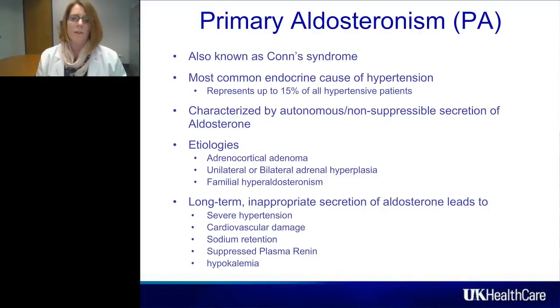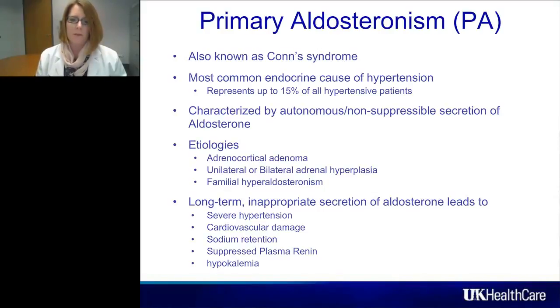As I mentioned, it's characterized by autonomous, non-suppressible secretion of aldosterone, and this is caused by several different etiologies. Among them, the most common are adrenal adenoma and uni or bilateral adrenal hyperplasia. And far less common forms of primary aldosteronism are caused by familial genetic forms of the disease.